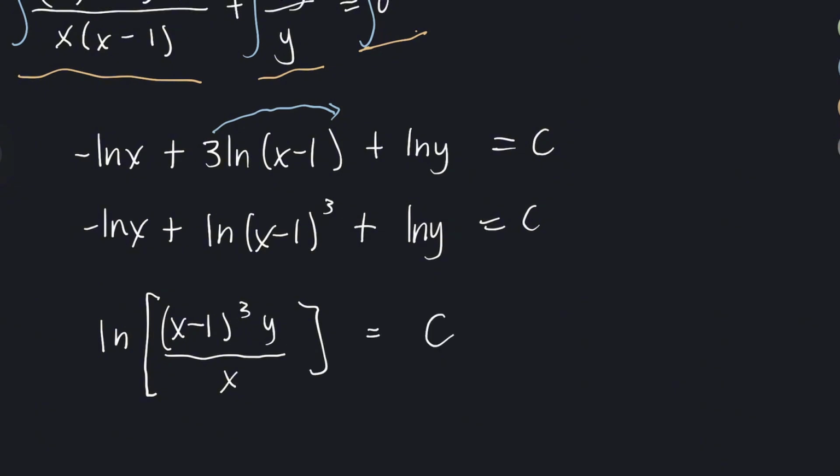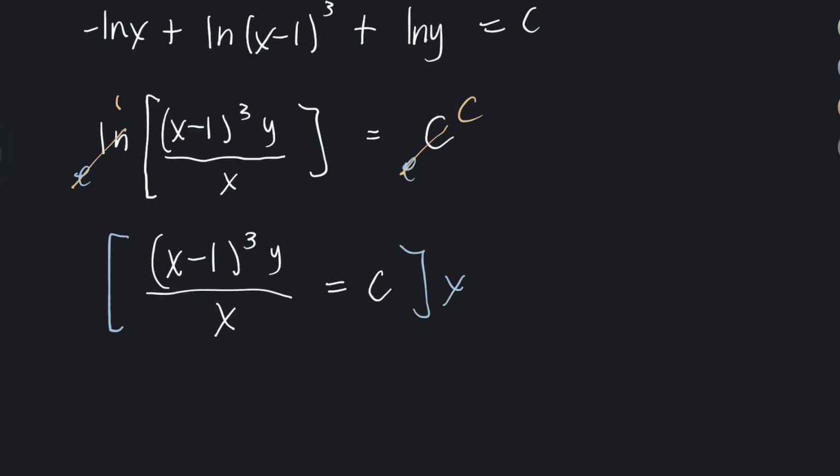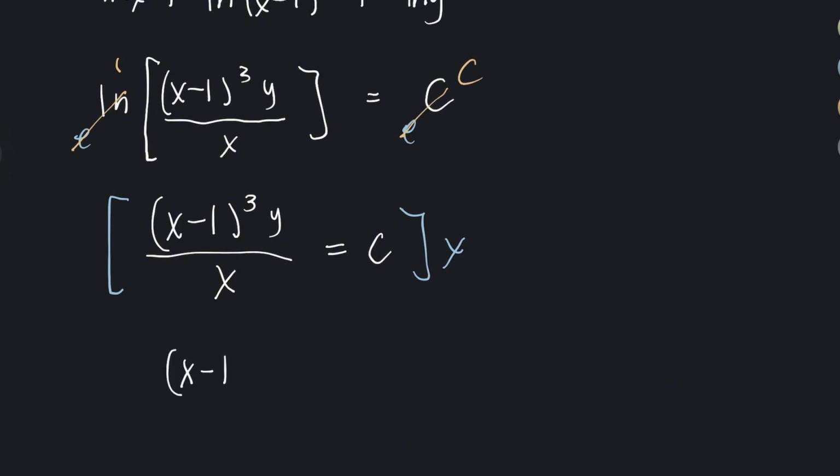To eliminate the natural logarithm there, we're going to exponentiate both sides of the equation. So e raised to ln, that's equal to 1. And e raised to c, that's still a constant, so that's equal to c. Simplifying it further, we'll be left with (x minus 1) raised to 3 times y all over x is equal to c. If we multiply both sides by x, we'll be left with (x minus 1) raised to 3 times y is equal to cx. So that's the answer for the problem.